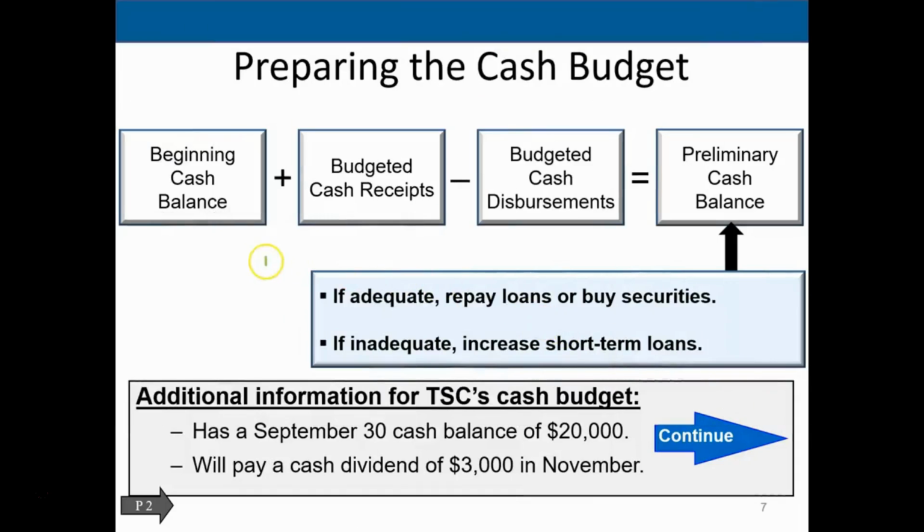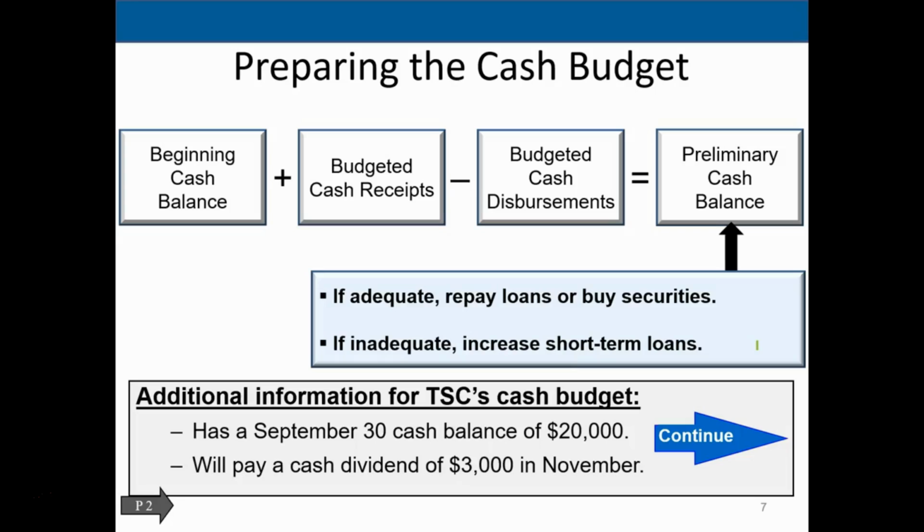Then we can prepare the cash budget now. So now we have the beginning cash balance. We're going to add to that the budgeted cash receipts, subtract from that the budgeted cash disbursements. That will give us our preliminary cash balance. So if adequate, repay loans. That's what we're going to do next. If inadequate, increase the short-term loans.